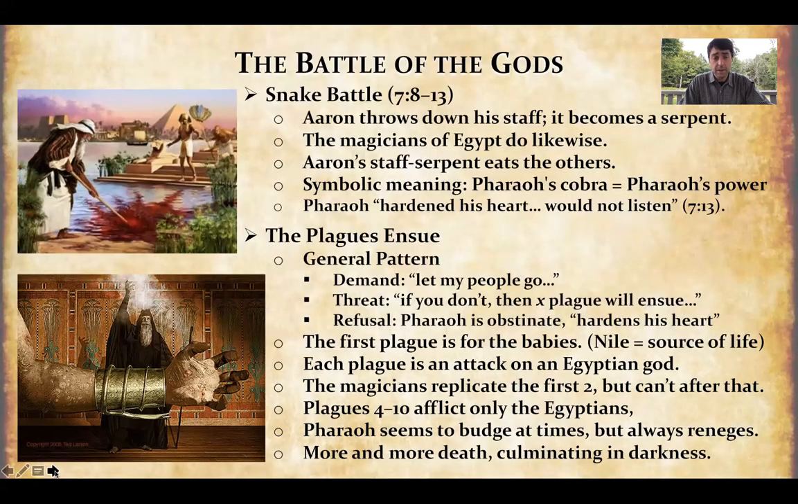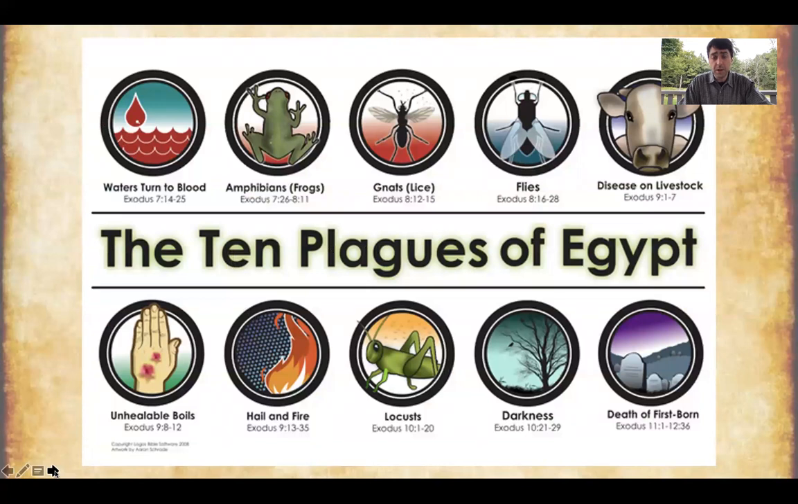And as the plagues go along, there's more and more death. And finally, darkness. So here's a little chart that I thought I would put in the slides of all the different plagues. So you have the one for the babies attacking the very life source of Egypt.